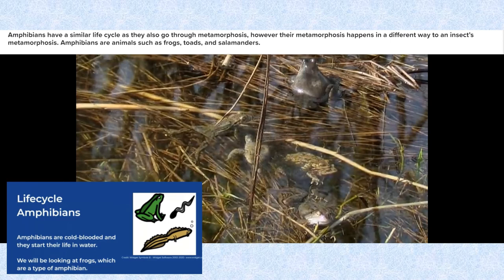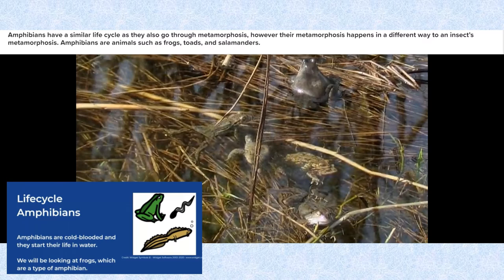Okay, we're now going to have a look at amphibians. And if you remember, amphibians were the other classification that went through a complete metamorphosis. So they have a similar life cycle because they do go through this metamorphosis. However, it happens in a different way to an insect. Amphibians are animals such as frogs, toads, salamanders. So generally, an amphibian is a creature that can live on land and in water.